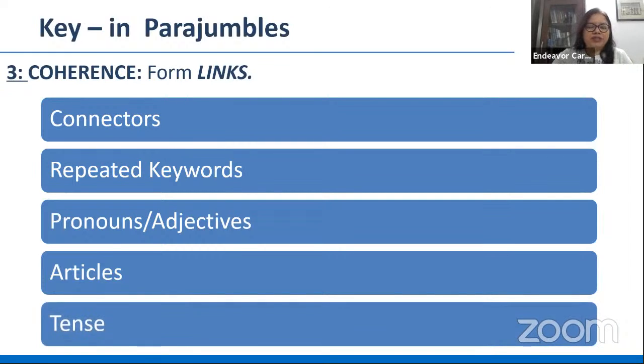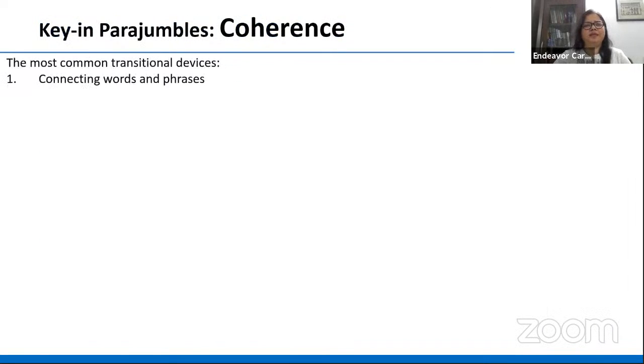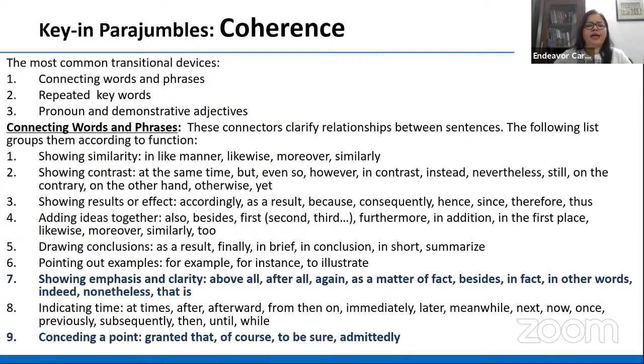If you look at every question that we solved, we've formed links. We've looked at connectors, transitional words. We've looked at repeated keywords. We've looked at pronouns, adjectives, articles, tense, modifiers, multiple things, right? Now, coherence, or establishing clarity: establishing connections is very often done with connecting words and phrases. All right, extremely important. What are these connecting words and phrases? They clarify relationships between sentences.